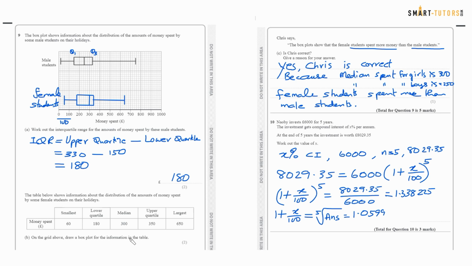So the compound interest question is straightforward, but this time they ask for the percentage. The answer, 6%, is our final answer for question number 10.